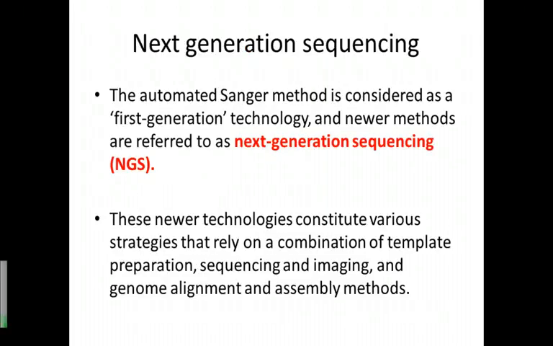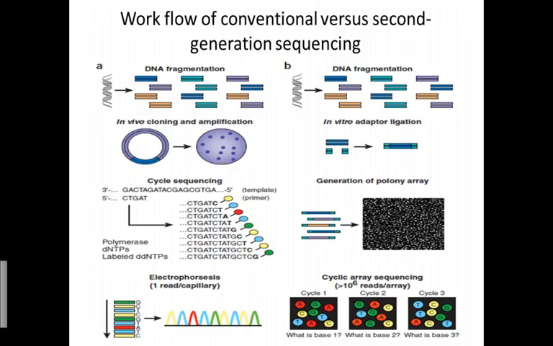For next generation sequencing, these new technologies constitute various strategies that rely on a combination of template preparation and sequencing technology. So we'll first compare the differences between first generation sequencing, Sanger sequencing, and next generation sequencing. In both cases, you will need to fragment the sample DNA. Both of them are fragmented into smaller sizes.